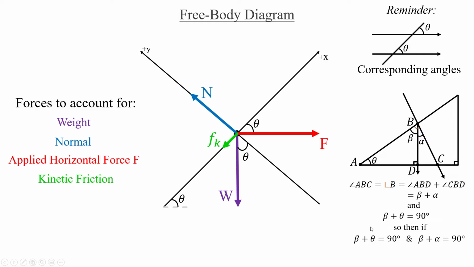So then if we have beta plus theta is equal to 90 degrees, and beta plus alpha is equal to 90 degrees, we can set these two expressions equal to each other, subtract beta from both sides, and show, hey, angle alpha is indeed theta. There is indeed a justification for us being able to take this angle and putting it here.